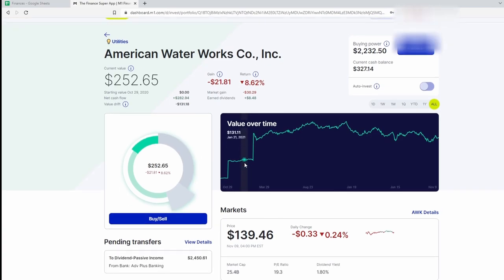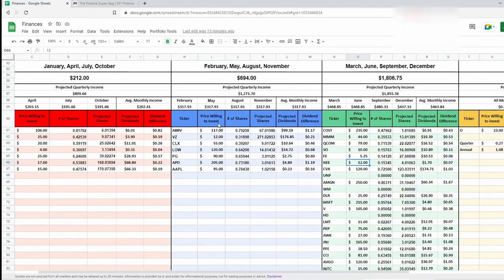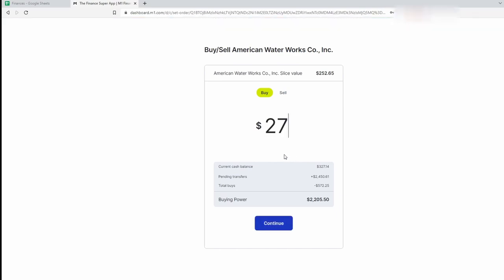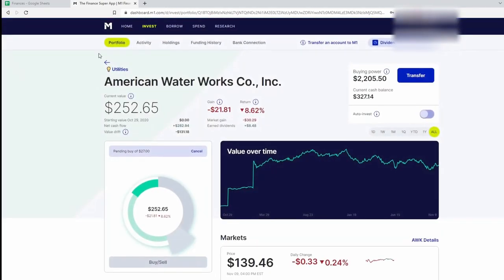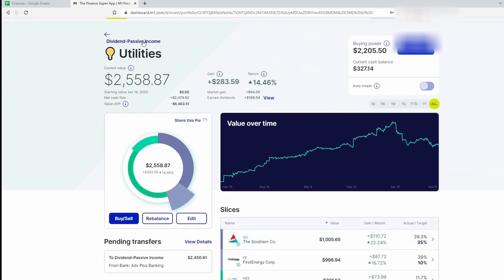So next we got American Water Works. Average price of 156. Wow, this is actually going to be a, okay. I'm not going to be buying a full share, but, you know, it's still pretty decent. All right, AWK. I don't even know what AWK is. Right here. Okay, so that is going to net me $27. Okay, so let's hit buy. $27. Perfect. Very, very nice. Okay, and that's about it for all of the utilities.